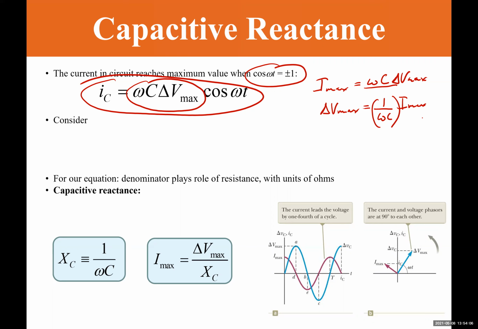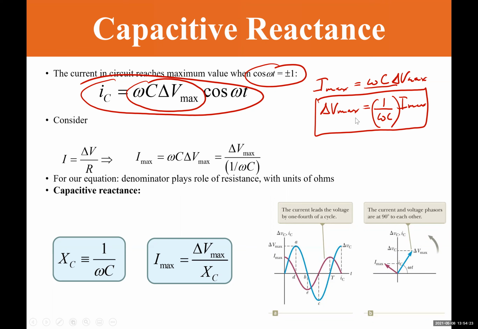Then to complete, let's say, Ohm's law, I can see that this 1 over omega c plays a role of opposition to the current in this circuit with the capacitor connected to the function generator. And that's kind of what we have, right? So then what I can do here is say this 1 over omega c represents this opposition to the current, and we're going to represent this as a reactance, x sub c, the capacitive reactance. So it's 1 over omega c.